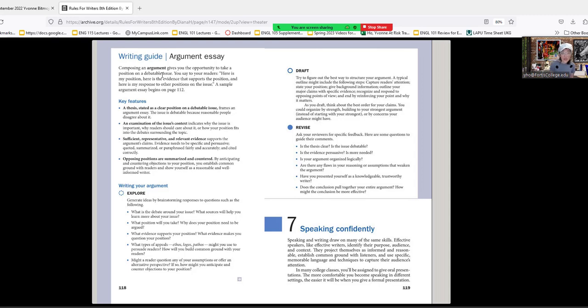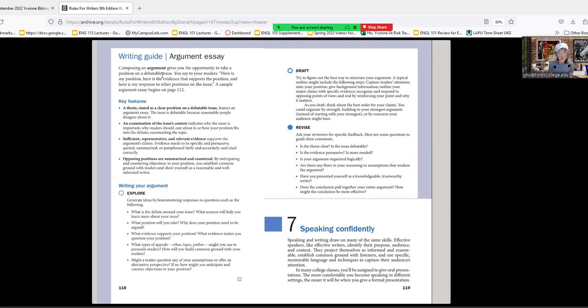So when you write your argument, you can explore the following questions. What is the debate around your issue? What sources will help you learn more about your issue? What position will you take? So this is more like your pre-writing research questions that you ask yourself right before you take your position. Why does your position need to be argued? What evidence supports your position? What evidence makes you question your position? What types of appeals, ethos, pathos, logos might you use to persuade readers? How will you build common ground with your readers?